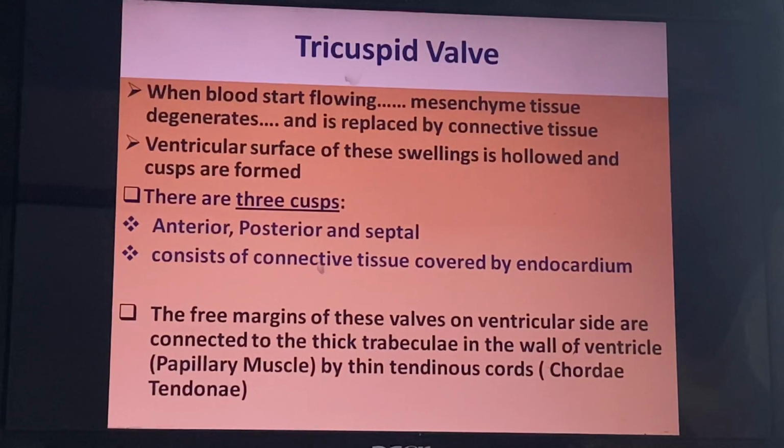The free margins of these valves on the ventricular side are connected by thick trabeculae in the wall of the ventricle, that is the papillary muscle, by thin tendinous cords which are known as chordae tendineae. In the adult heart, you must have seen that the papillary muscles present in the wall of the ventricle are connected with the cusp through the cords, and those cords are given the name chordae tendineae.